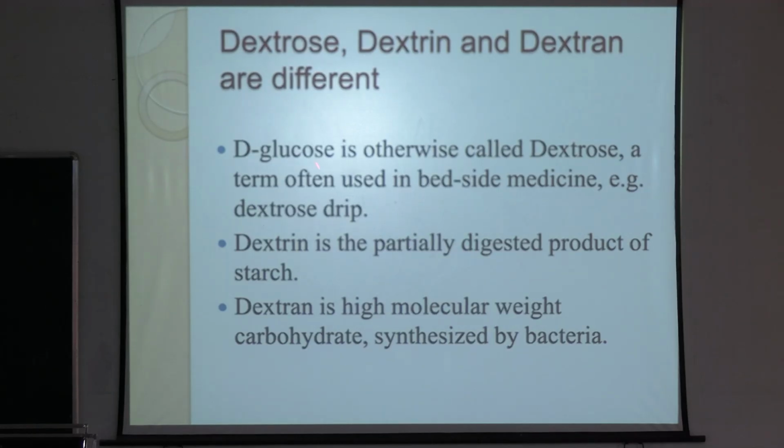Dextrose is nothing but normal D-glucose. Okay, the D-glucose form is known as dextrose, which can also be used as drips in case of hypoglycemia in diabetic patients. In hypoglycemia, we can give dextrose, D-glucose, nothing but pure glucose. Dextrin, partially digested product of starch, and dextran is a high molecular weight carbohydrate or highly branched homopolysaccharide of glucose synthesized by bacteria.